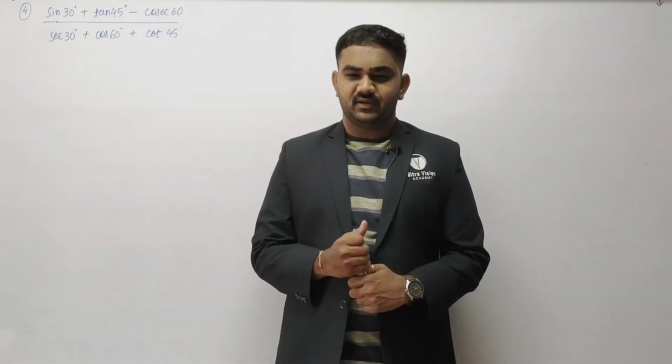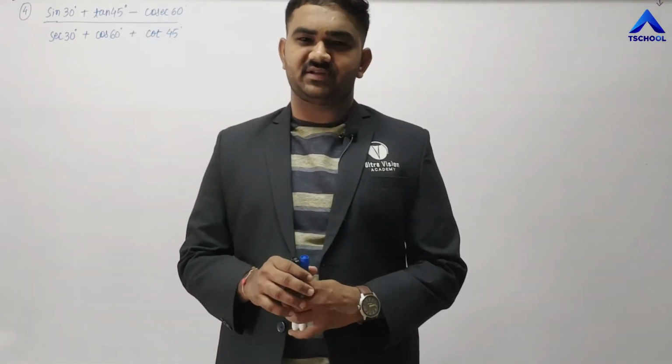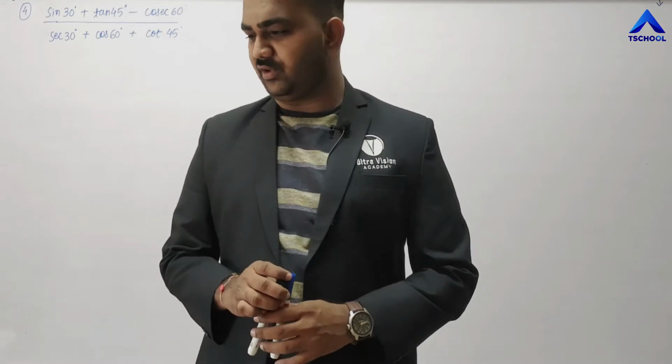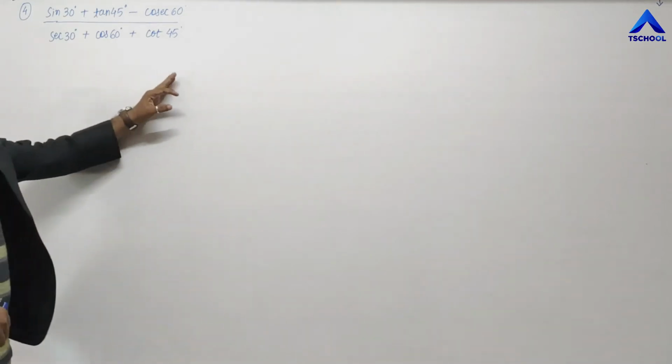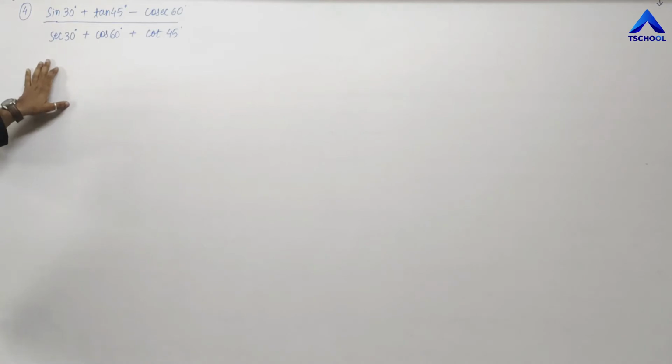Good morning, friends. In the previous lecture, we were solving the sums from exercise 8.2. Let us continue. The fourth question that I am having here is (sin 30 degree plus tan 45 degree minus cosec 60 degree) whole divided by (sec 30 degree plus cos 60 degree plus cot 45 degree).